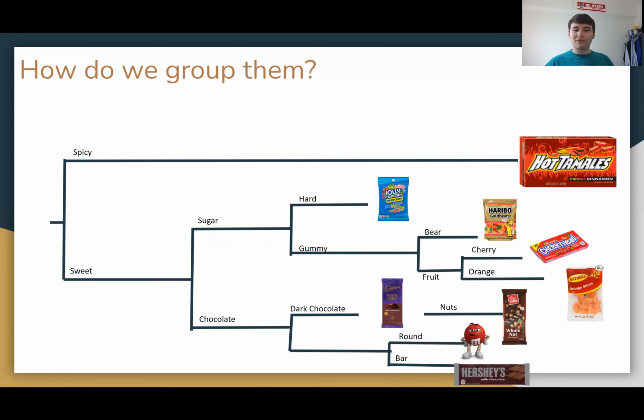Just say we wanted to find an example of a most recent common ancestor for orange slices and Jolly Ranchers. We trace our lineage back up from both of them and see where they would meet. In this case, our most recent ancestor would just be the sugar candy before it diverged into these ones.